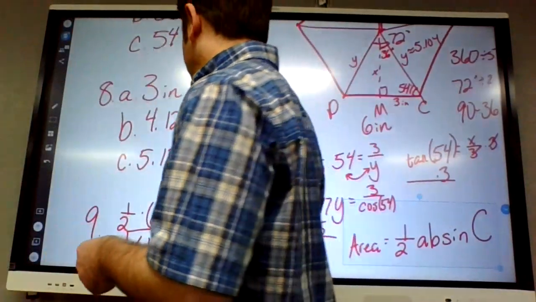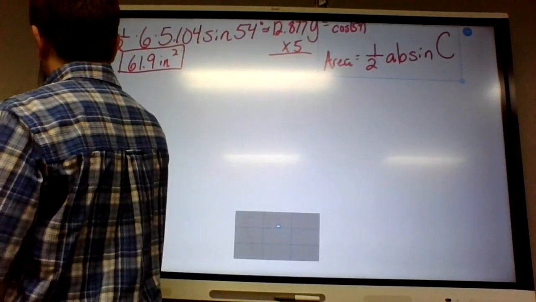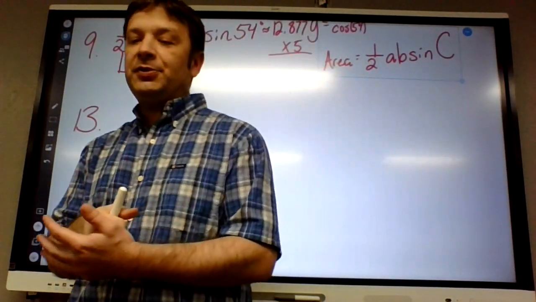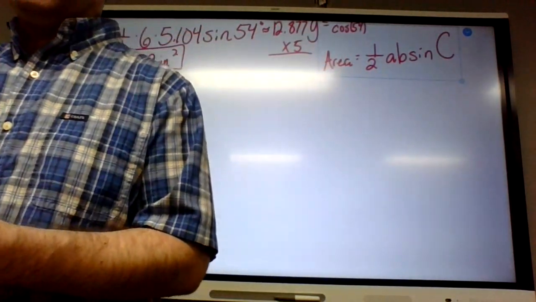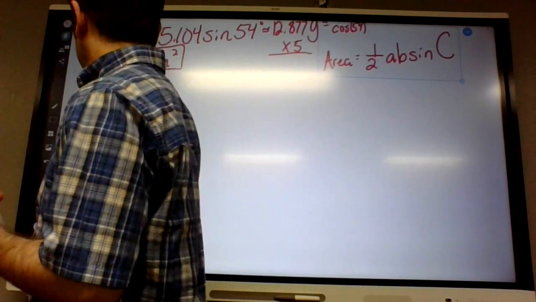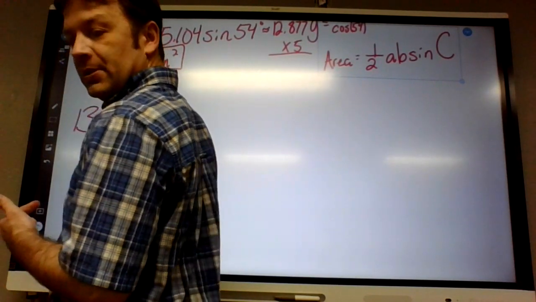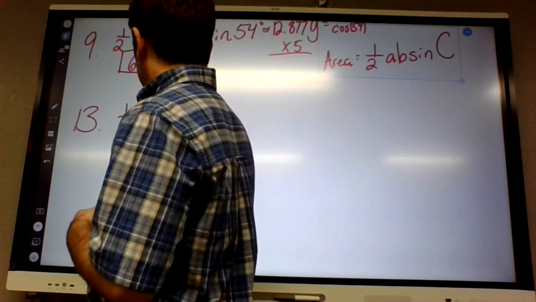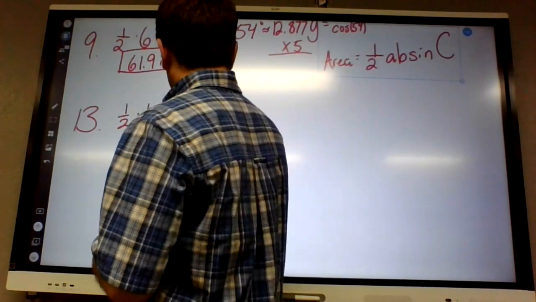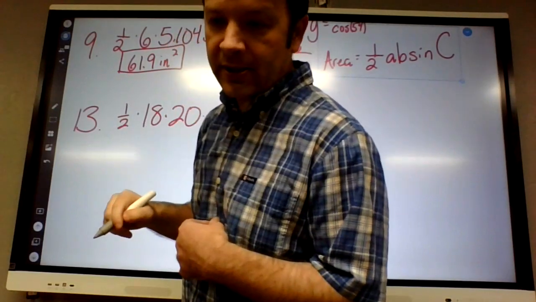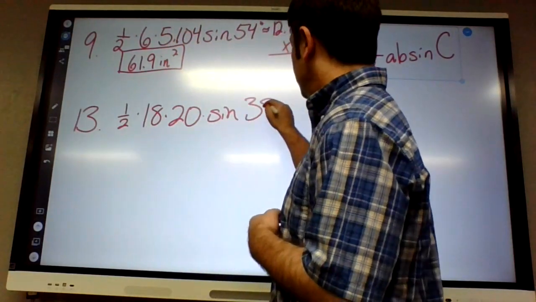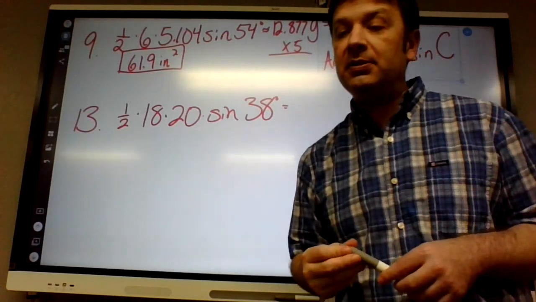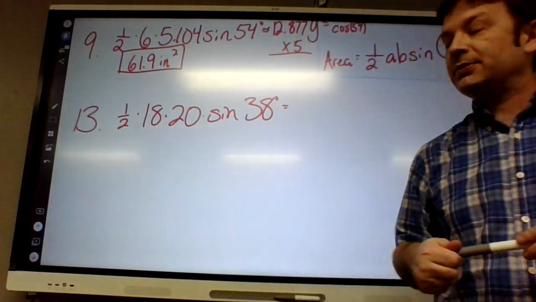Okay, so now we're jumping to 13. They probably should have started with this one because it's a little bit basic. So how do we find the area of the triangle on 13? 1/2 times 18 times 20 times sine of 38. Pretty straightforward. And they're telling us to round to the 10th place, I guess.